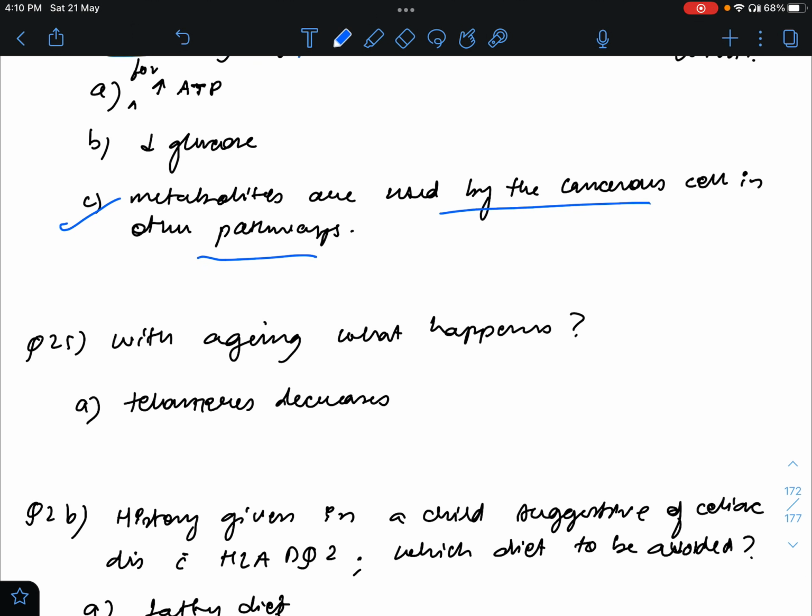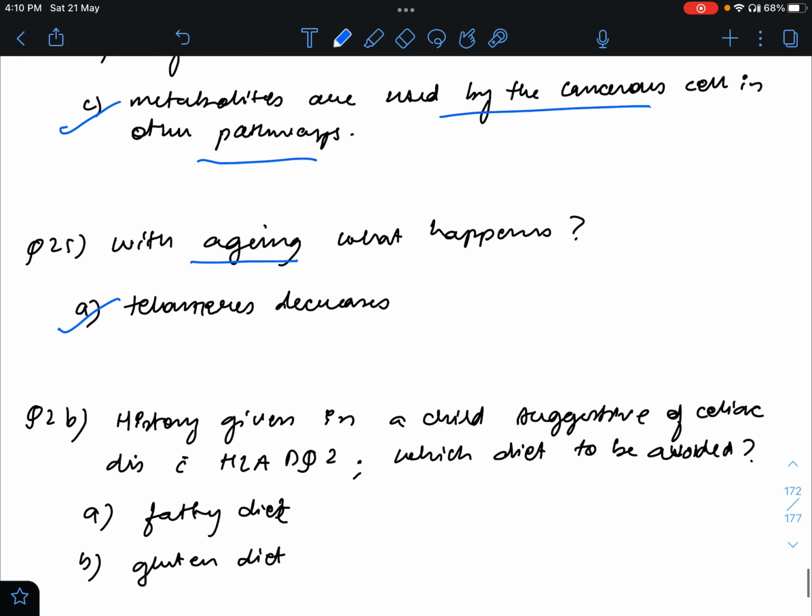Question 25 was, with aging, what happens? There were a lot of options regarding aging, but the answer to this will be telomeres. The telomere sequences decrease with age and that leads to aging. So this is the answer, I think.